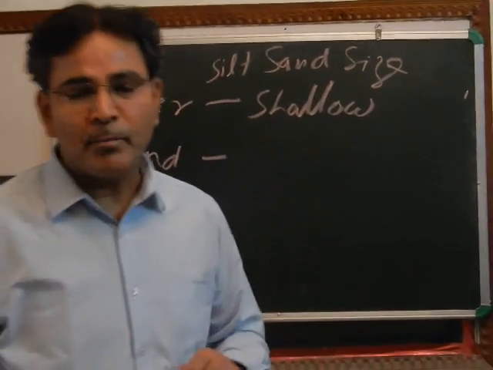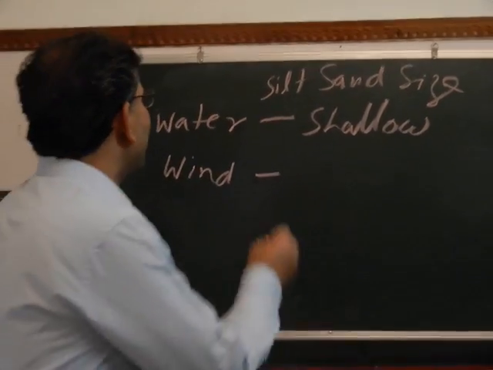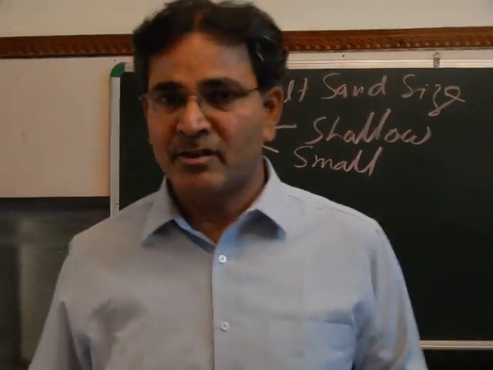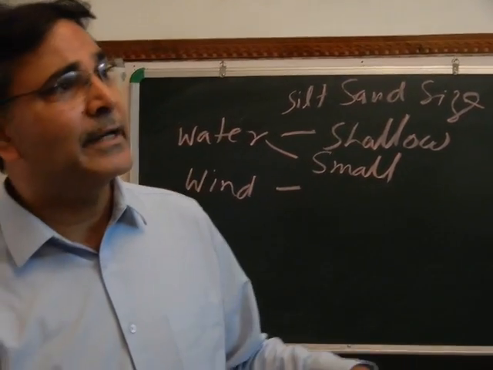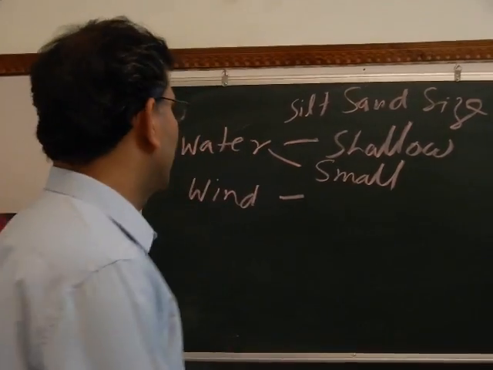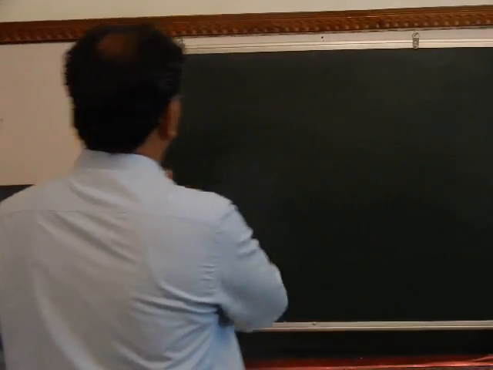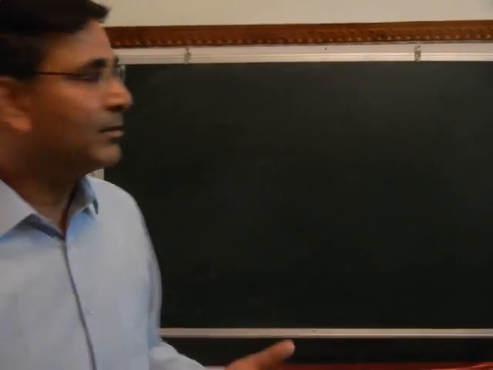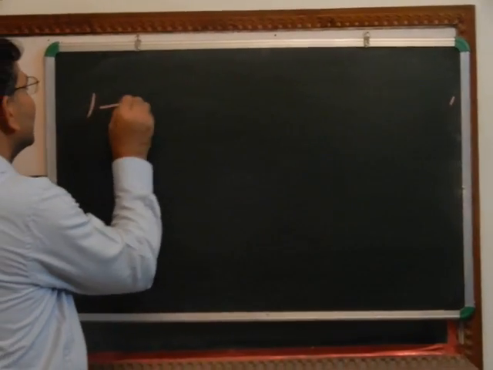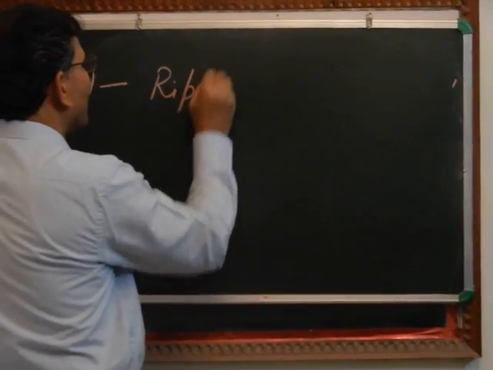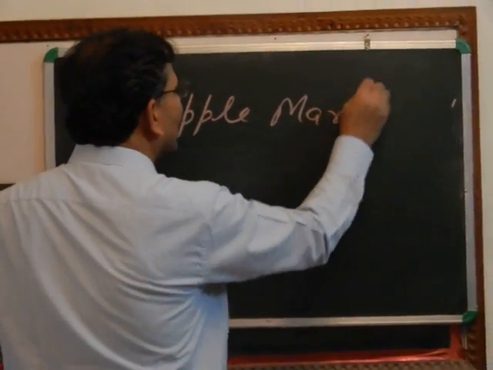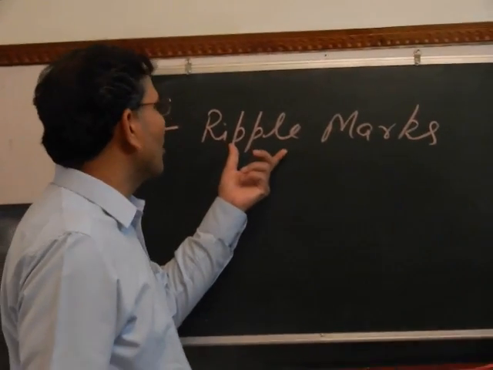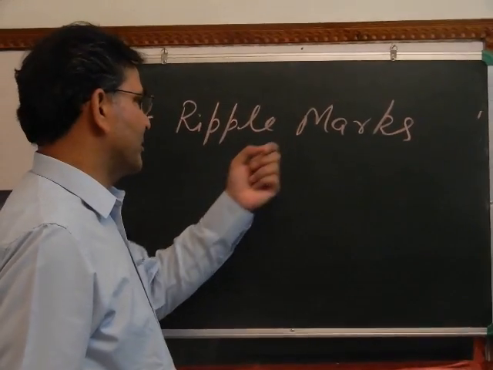The ripple marks which are formed by the water, their size is small, whereas the ripple marks which are formed by wind, their size is very, very large. So if you are getting very large size ripple marks in hundreds of meters, it means they are formed by eolian action or by the wind action. So this is the first sedimentary structure which is formed at the top of the bed, which is primary in nature and which is also known as physical sedimentary structures.